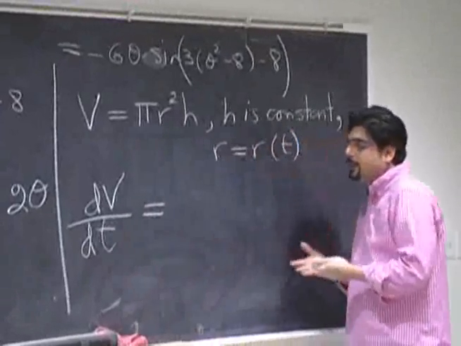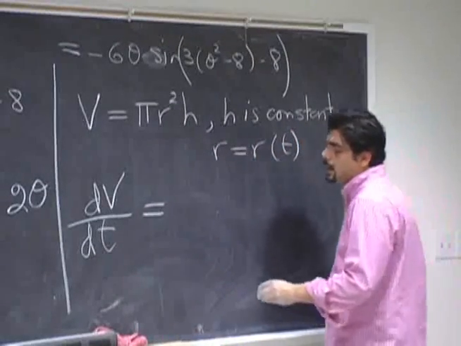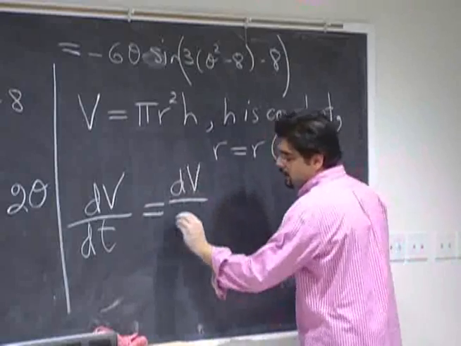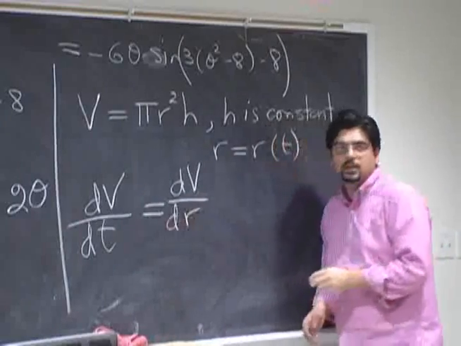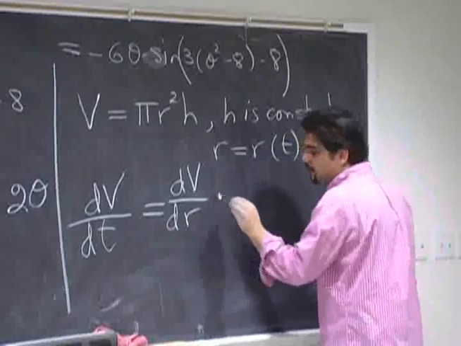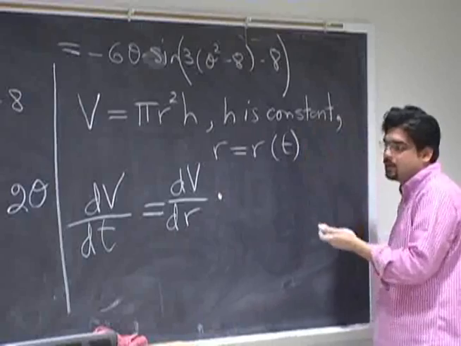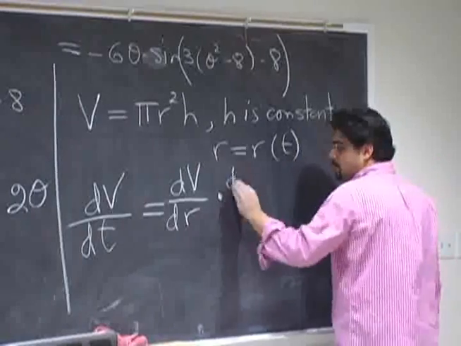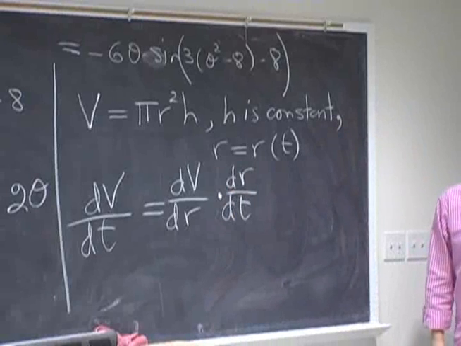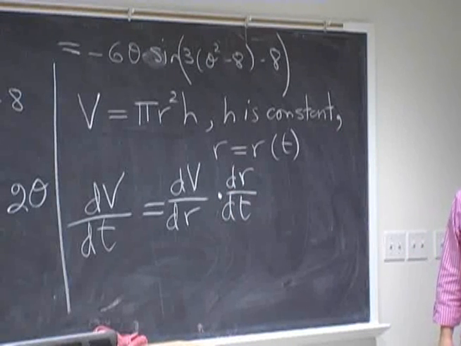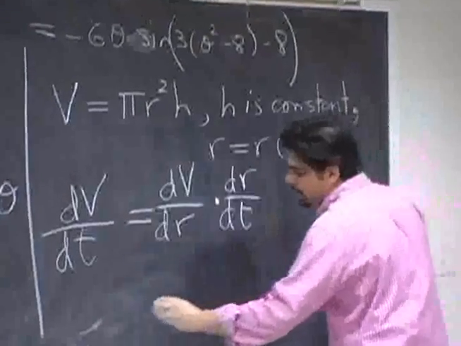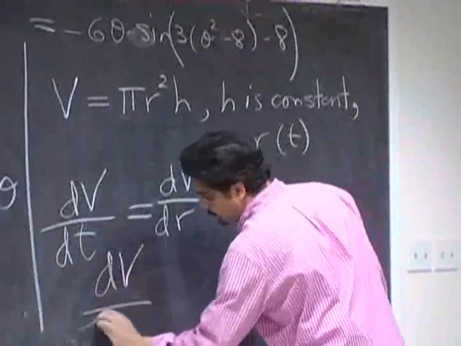So one way to think about that is, let's first figure out how fast the volume is changing with respect to a changing radius. And then factor in that the radius is also changing with time, so we have to multiply that by dr/dt. And then, okay, so dV/dt.